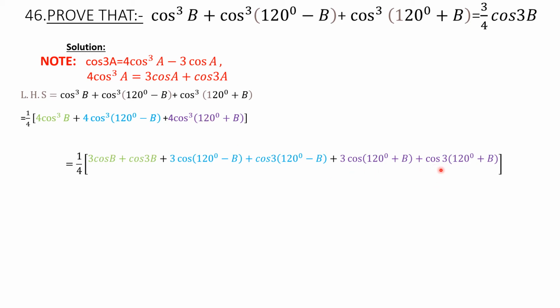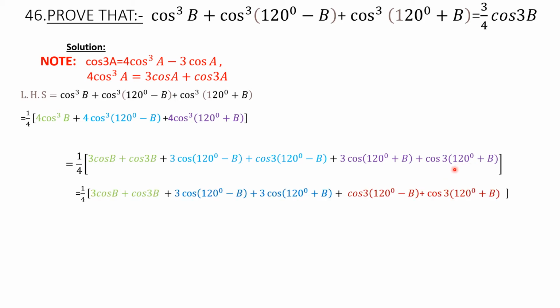Thereafter in the next line, here we have 3 cos 120 degree minus b, and here we have 3 cos 120 degree plus b. We'll keep them together, and then we will keep cos 3 120 minus b and cos 3 120 plus b together. So that is what in the next line we have done. We have copied the first two terms as they are, and then we have arranged this with this one. Clear? And thereafter these two terms we have copied at last.